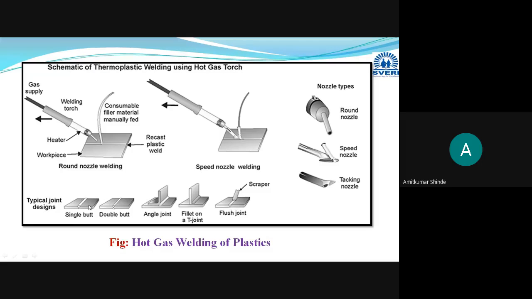Okay, different kinds of joints can be made. Generally, whenever you are using this hot gas welding, this is one plastic surface and this is the second plastic surface. These two workpieces you have to join. Now you have to prepare their surface by doing the machining operation in such a way that this V-shaped groove will be formed.